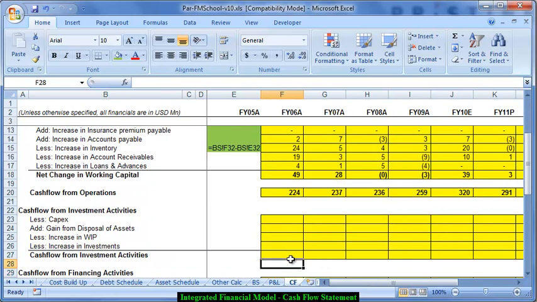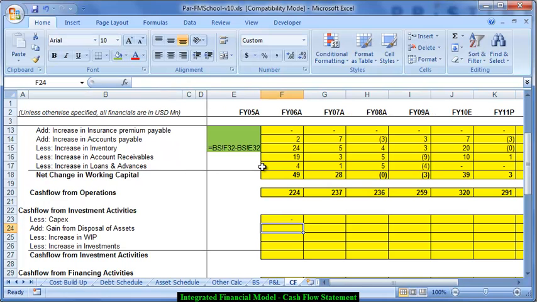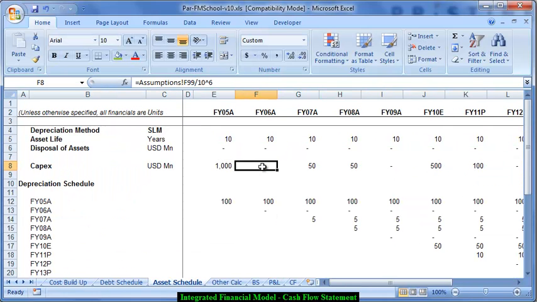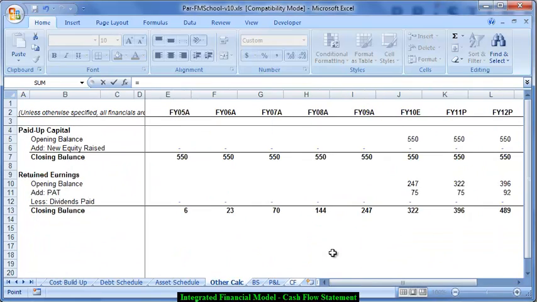Okay, so what we do next is that we come to the investing activities. It asks for less capex, so all I do is less. I can go to the asset schedule and figure out the capex from there. I can also go to the depreciation, balance sheet, and get it from there. So this is my capex in this year, FY06, right? Please note that I have used a negative sign in front of it. Is that okay? Add to it the gain or disposal from sale of asset.